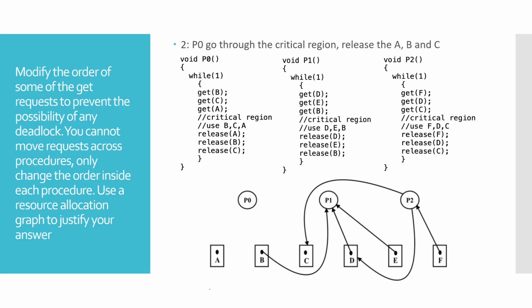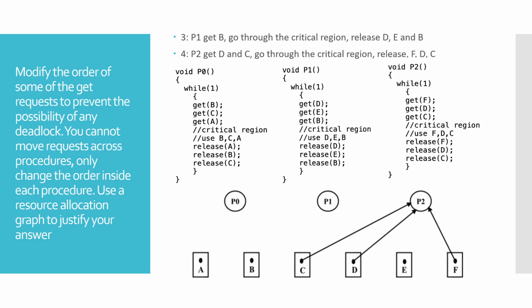After P0 finishes the critical region, it will release A, B, and C. So P1 will get B at this time. Once P1 gets B, P1 will finish its critical region and release D, E, and B. So P2 can use the C and D resources to finish its critical region. Therefore, there is no deadlock in this situation.